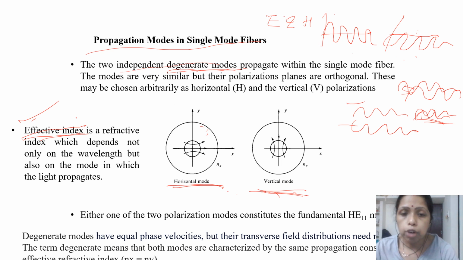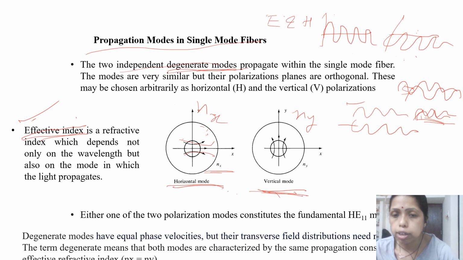So suppose the horizontal mode light is propagating, then the refractive index will be Nx. Okay, the refractive index will be Nx. Here it will be Ny. This direction depends on the horizontal mode, and this direction depends on the vertical mode. If vertical mode light is propagating through the fiber, then the refractive index will be Ny.